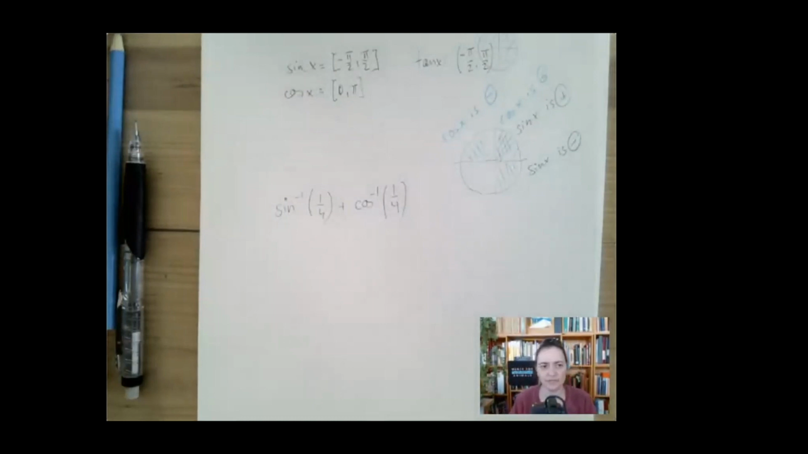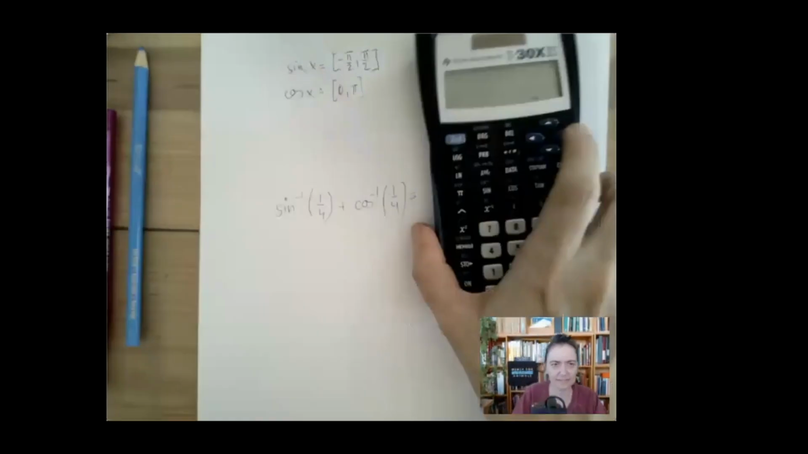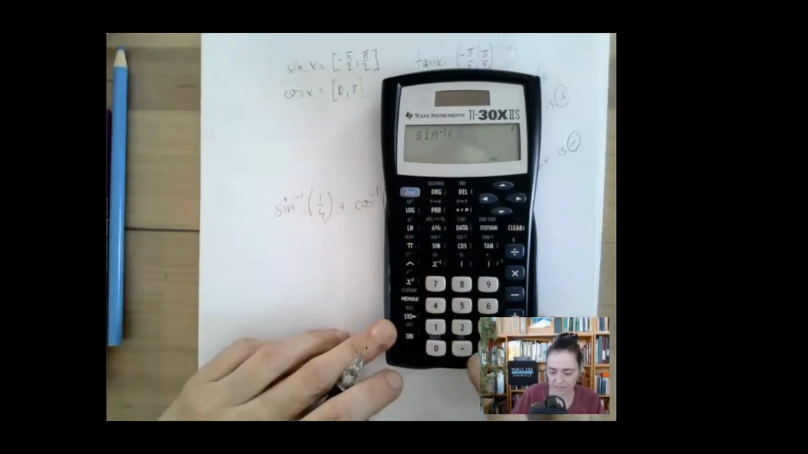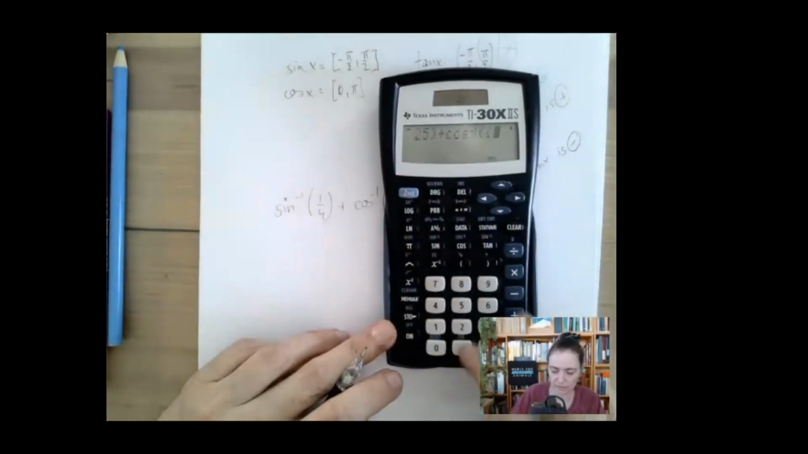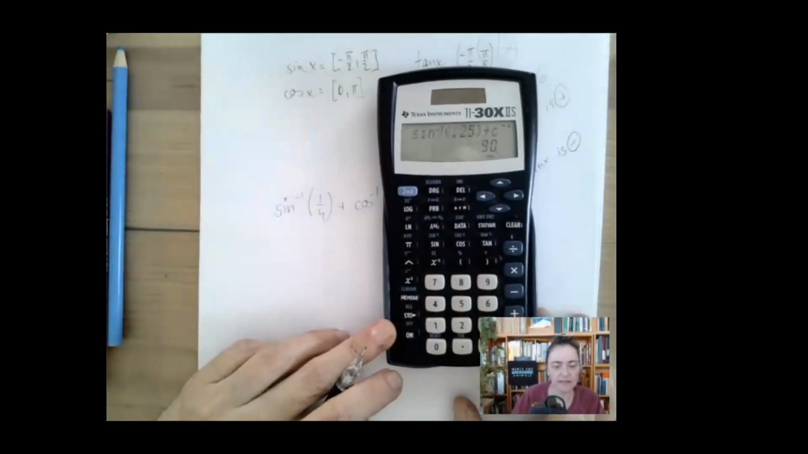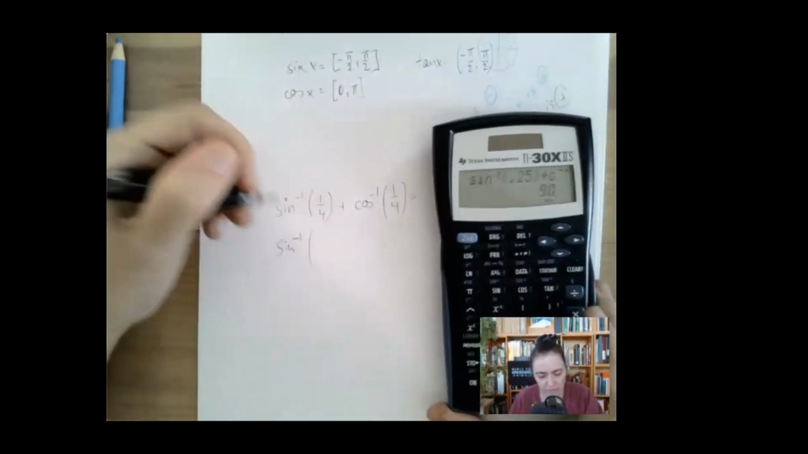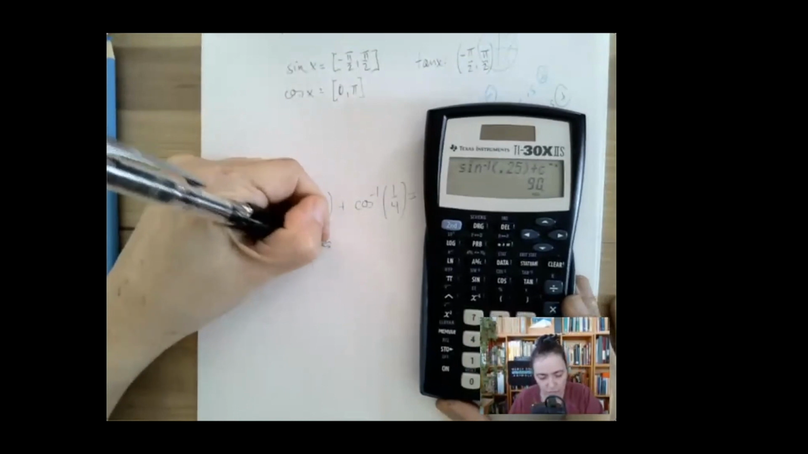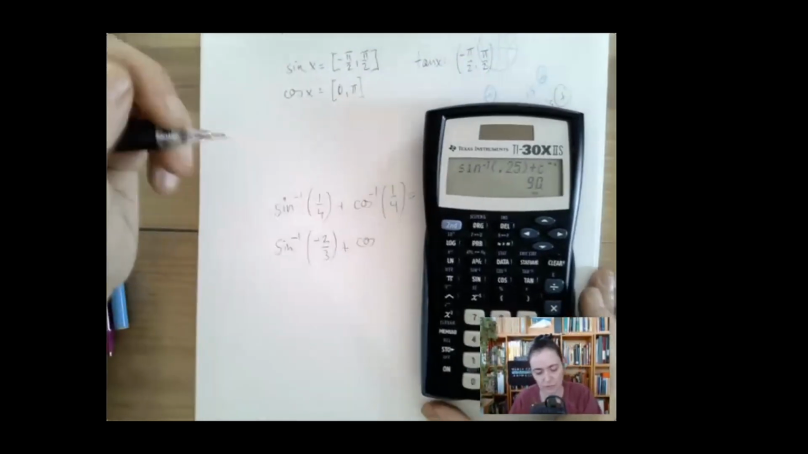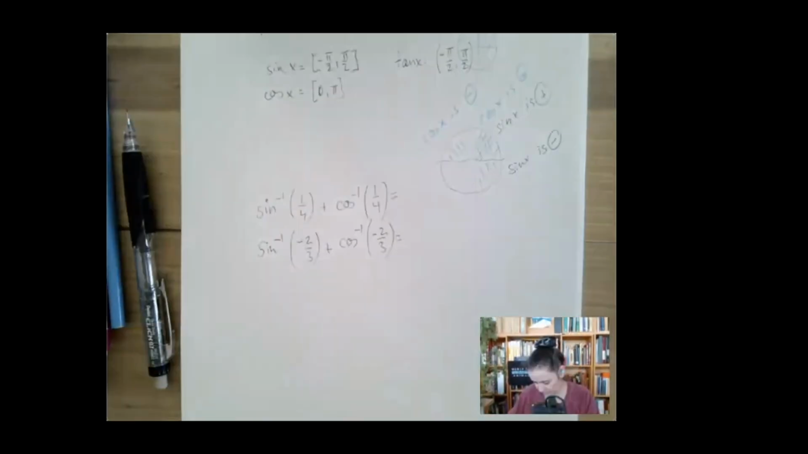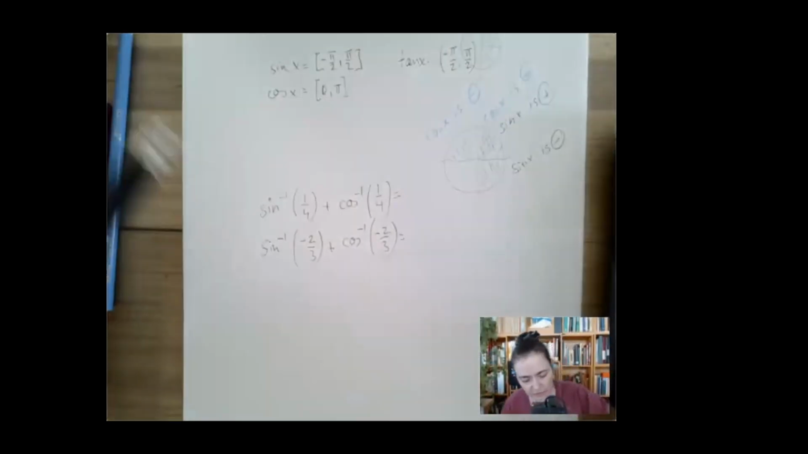You can do 0.25. You get 90, exactly. I got 90. Inverse sine of 0.25 plus inverse cosine of 0.25 is 90. Okay, let's do another one. Inverse sine of, I don't know, -2/3 plus inverse cosine of -2/3. Also 90 degrees. I also got 90 degrees.